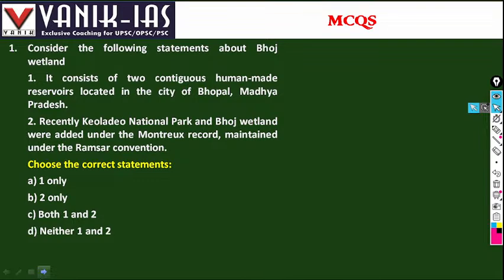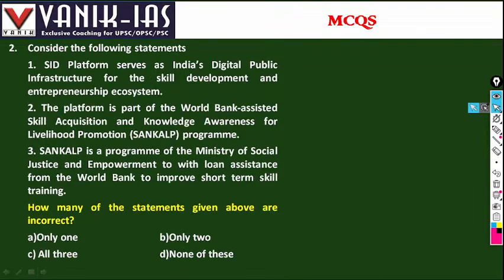Okay. So consider the following statement about the Bhoj wetland. It consists of two contiguous human-made reservoirs located in the city of Bhopal in Madhya Pradesh. Recently, the Kanha National Park and the Bhoj wetland were added under the Montreux Record mentioned under the Ramsar Convention. Here, both are correct. So, 1 and 2.